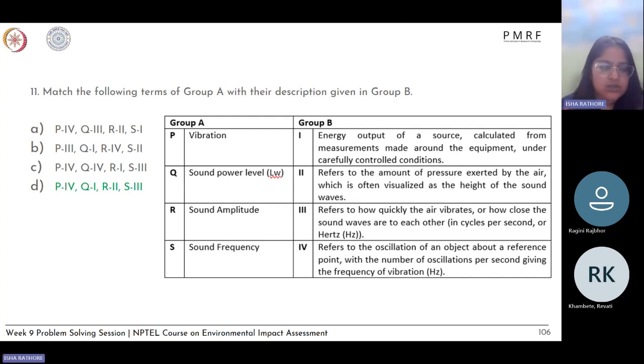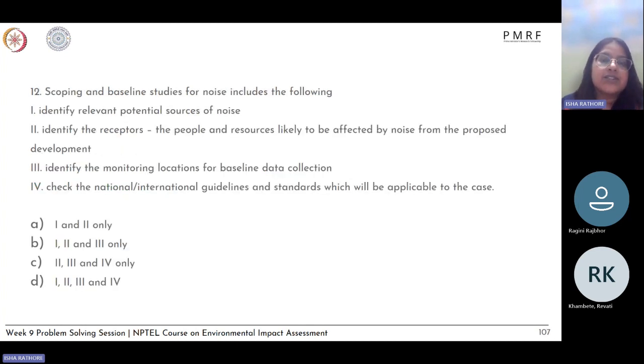Okay, so moving on to the next question. Scoping and baseline studies for noise include the following. One, identify the relevant potential sources of noise. Two, identify the receptors, that is the people and the sources likely to be affected by noise from the proposed development. Three, identify the monitoring locations for baseline data collection, that is where you will put up the measurement equipment.